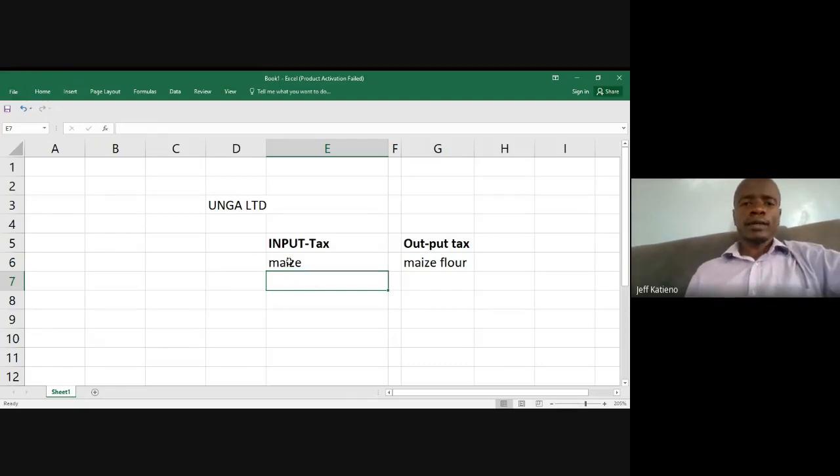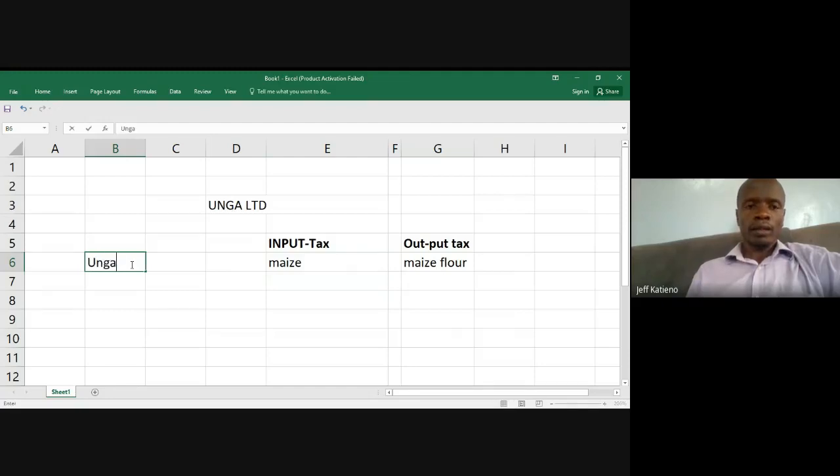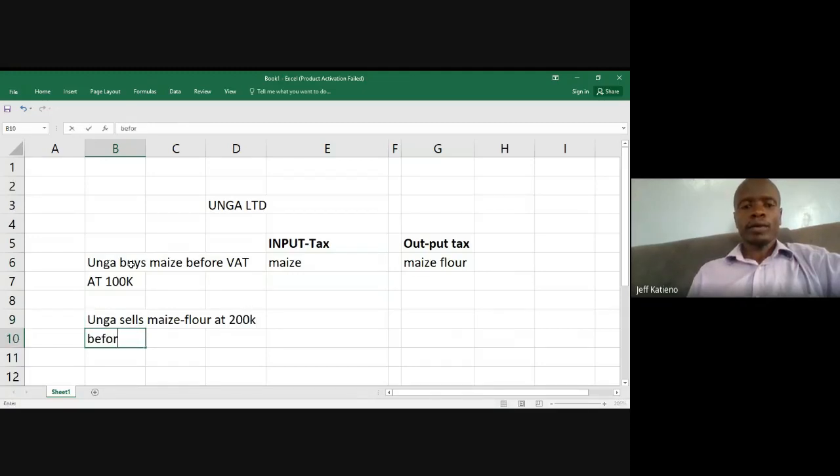Suppose Unga Limited pays 100,000 for the maize, and sells the maize at 200,000. So how will you account for this? So Unga buys maize before VAT at 100K. And Unga sells maize flour at 200K before VAT. So how will you account for this? So the maize that Unga buys, the input tax.